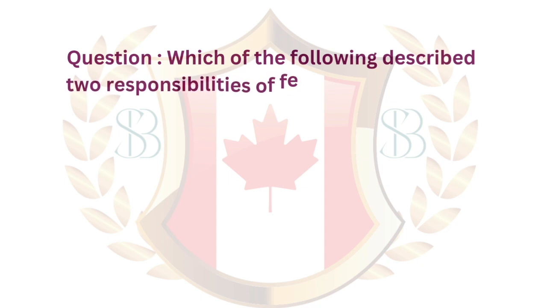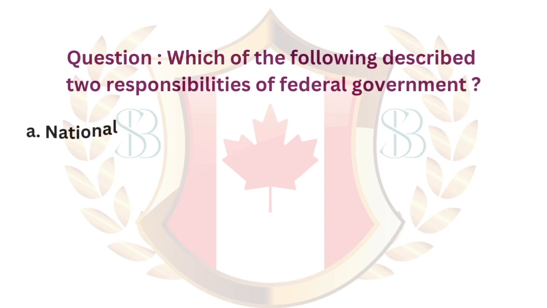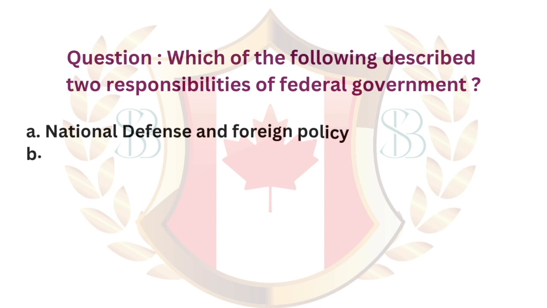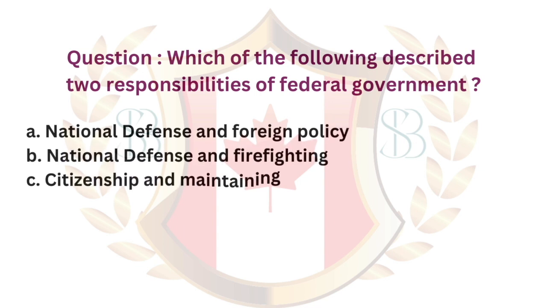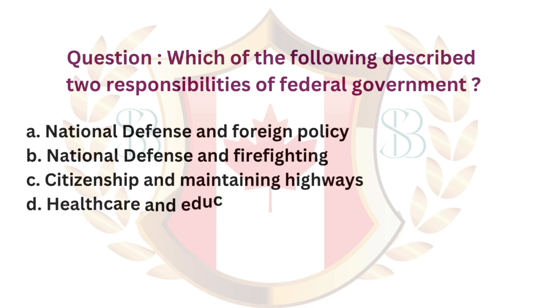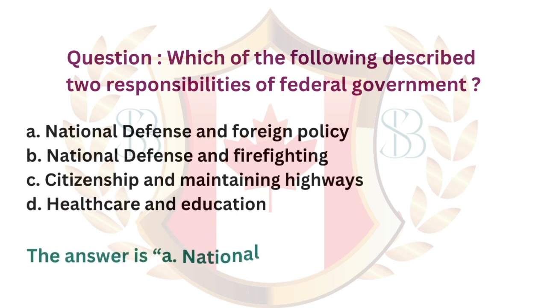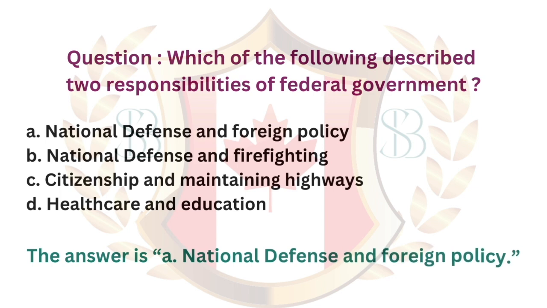Question. Which of the following describe two responsibilities of federal government? A. National defense and foreign policy. B. National defense and firefighting. C. Citizenship and maintaining highways. D. Healthcare and education. The answer is A. National defense and foreign policy.